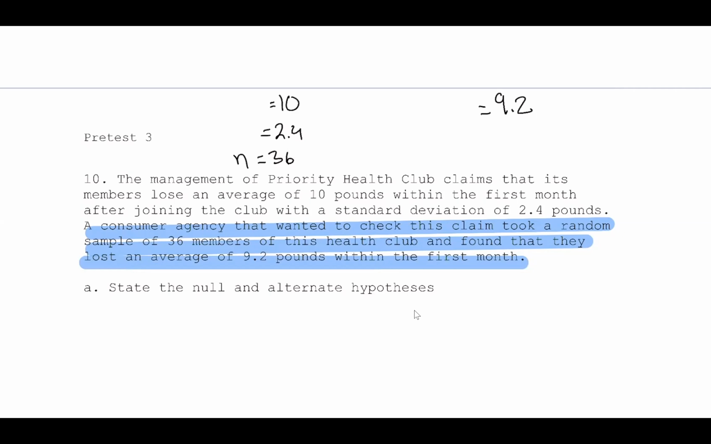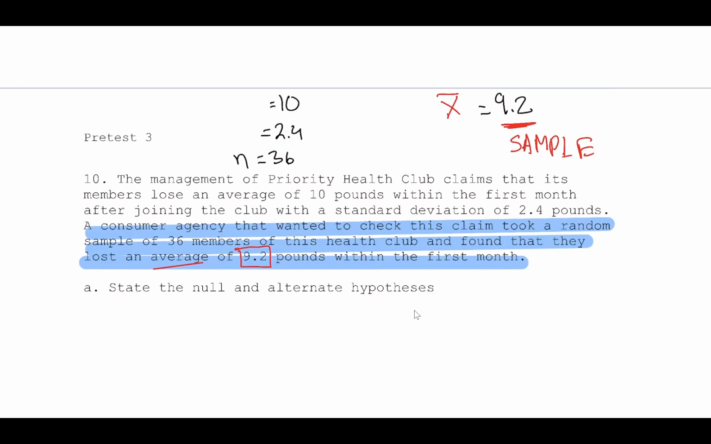So what other information do they give us? Well, they also give us 9.2. Since they told us we have a sample of 36, and since they gave us 9.2 from that 36, you should already know this is a sample. But now we have to figure out if this is a sample mean or a sample standard deviation. If you look right in front of it, it says average. So this is a sample mean, because they got the 9.2 from these 36 members. So we know X bar is equal to 9.2.